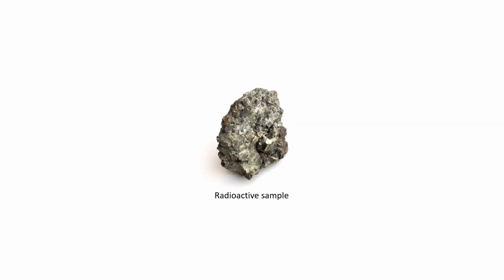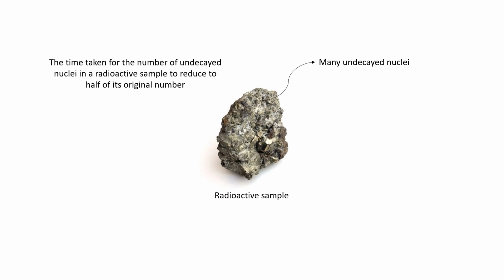Now let's suppose that we have a radioactive sample. You need to understand that in a radioactive sample there are many undecayed nuclei, and they're not all going to decay at the same time. So it is impossible for us to tell when a particular nucleus will decay. So we use another method where we find the time taken for the number of undecayed nuclei in a radioactive sample to reduce to half of its original number. And in this case, the time is known as half-life.